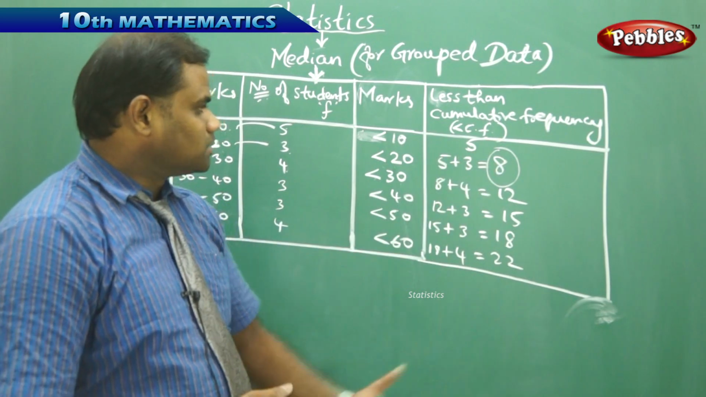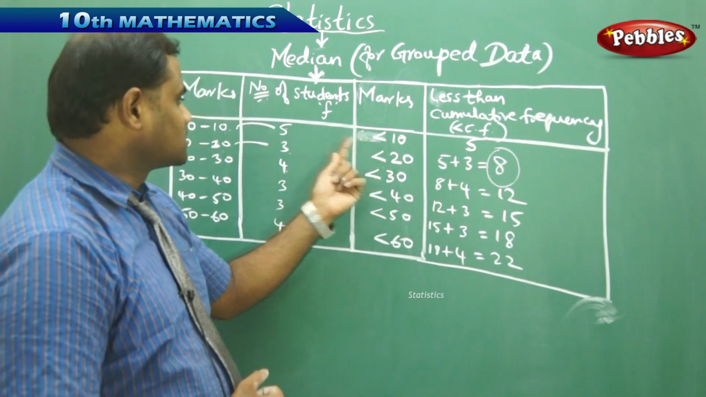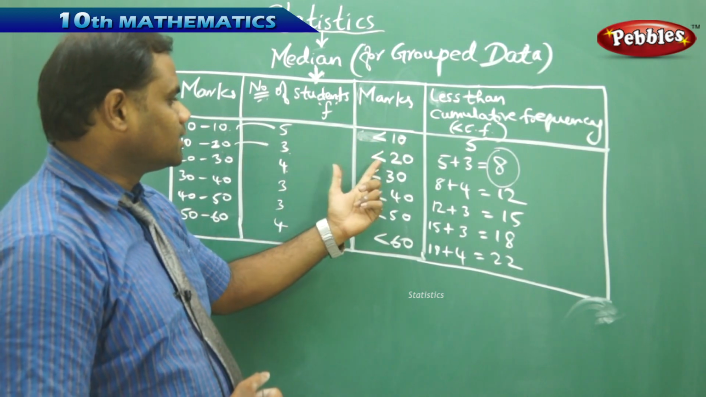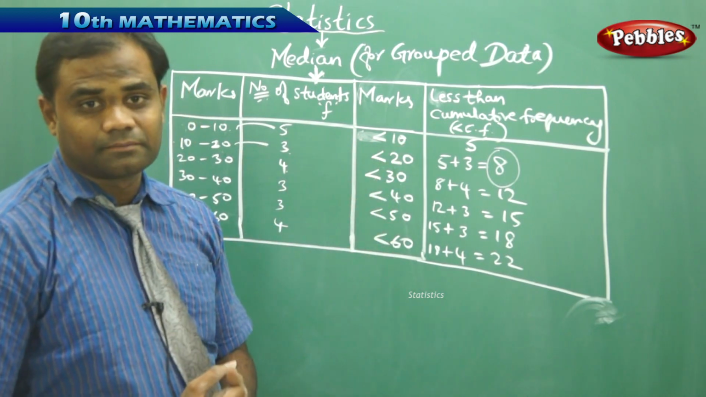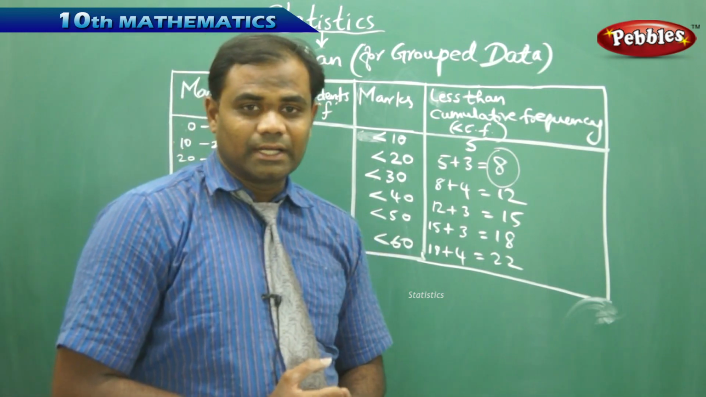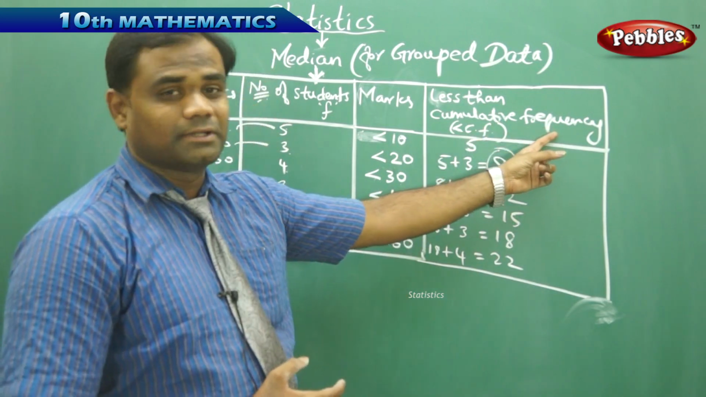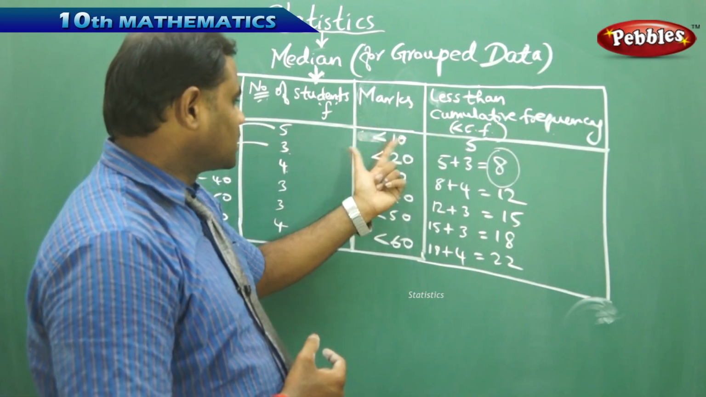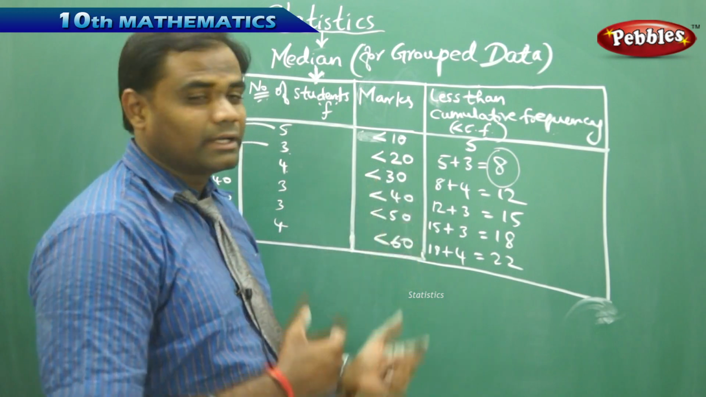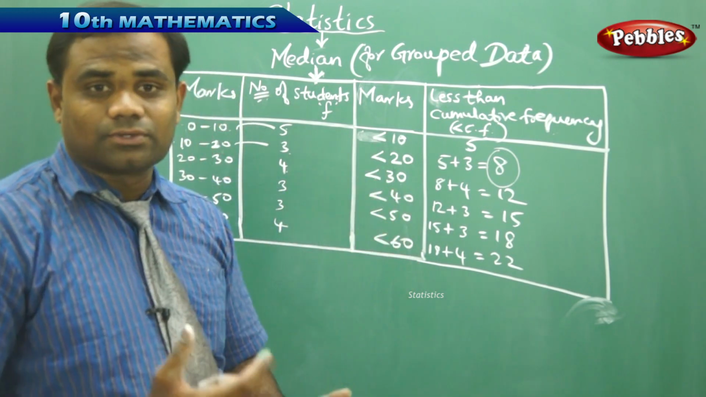So this is how I obtain the cumulative frequency of the less than type in case of the marks, which I want to find for less than 10, less than 20, less than 30, etc., till less than 60. Similarly, if I wanted to calculate the more than cumulative frequency, or the greater than cumulative frequency, then here I take the marks which are greater than 10, greater than 20 or 30, etc. So the less than changes to greater than.